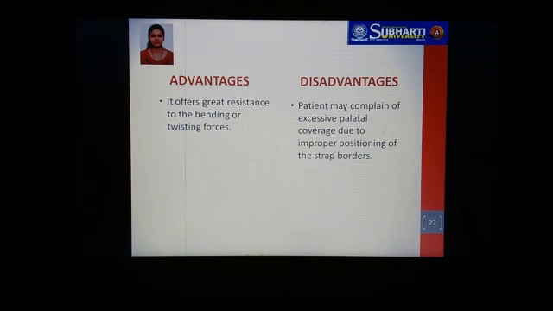So we have to keep in mind where our anterior border of the palatal strap should lie, and accordingly we should give the coverage. Secondly, if we do not have the idea where the anterior border and posterior border should lie, the patient might complain of excessive coverage, and that might hinder speech or even cause discomfort to the patient. So it is very important that the clinician has the knowledge of proper placement of the anterior as well as the posterior borders.